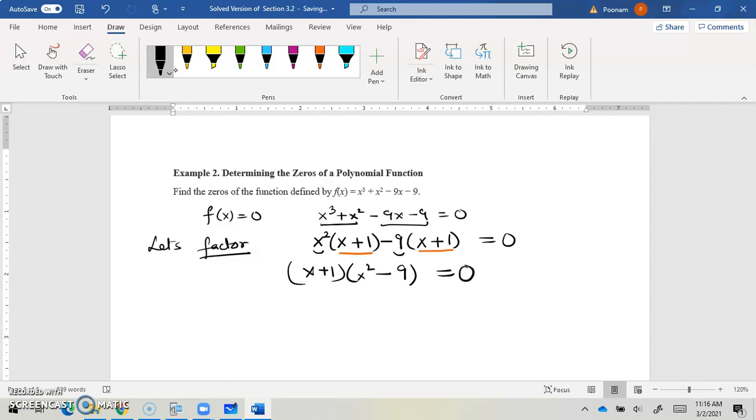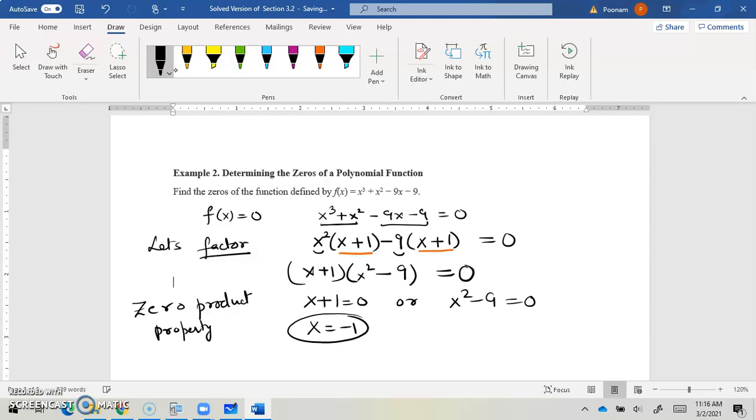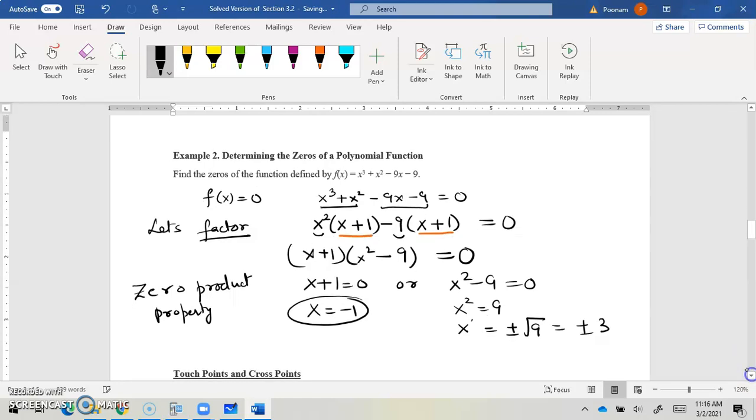Now, zero product property. The zero product property says if the product of two terms is 0, then either x plus 1 is equal to 0 or x squared minus 9 is equal to 0. This would give me x is equal to negative 1. This would say x squared is equal to 9, which will give x is equal to plus minus square root of 9, which is plus minus 3. So I have three zeros: negative 1, 3 and negative 3.